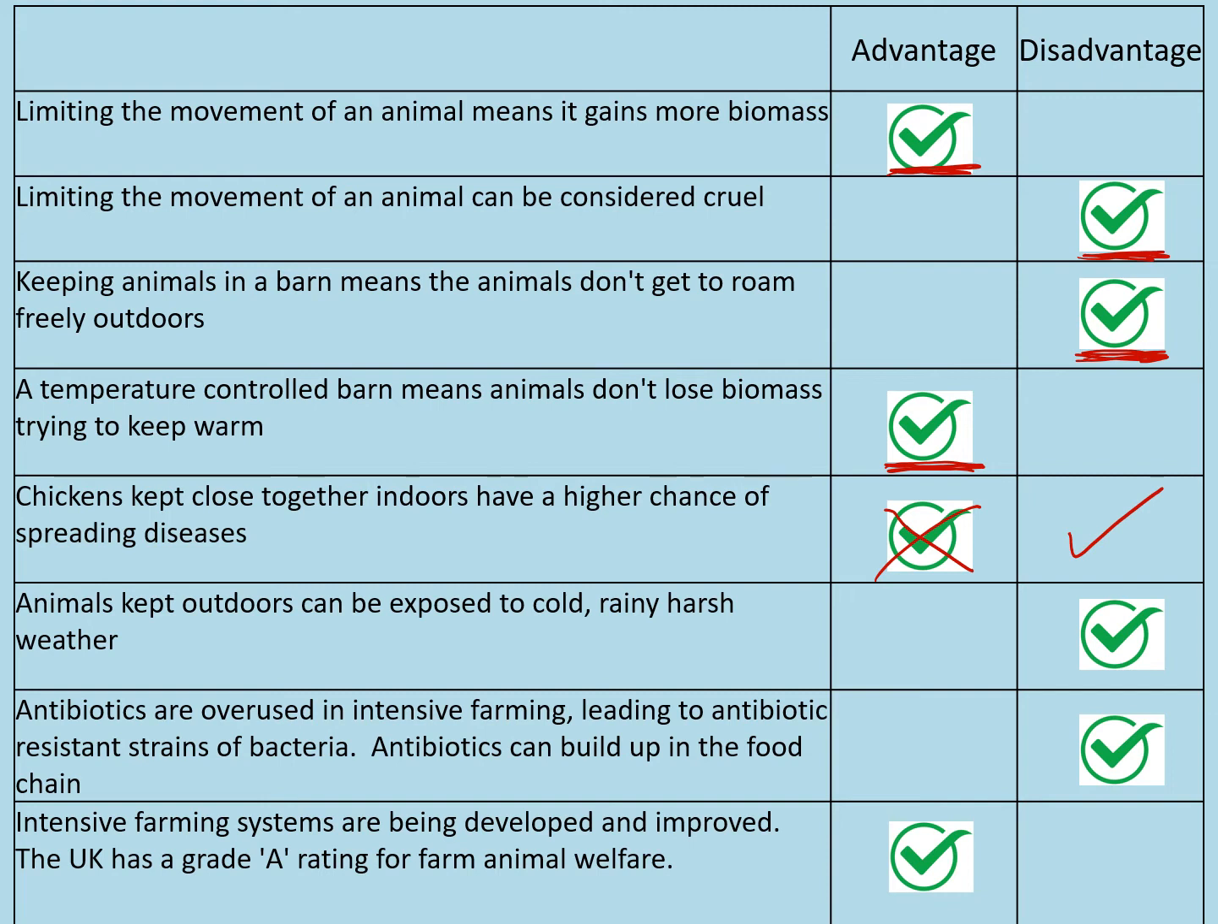Animals kept outdoors can be exposed to cold, rainy, harsh weather. That's a disadvantage because actually if you have cows that have the option of going out to graze or going into a barn, which is what Pasture for Life is all about, the cows have to spend 51% of their time outdoors, but they've got a barn to go into if they so choose to.